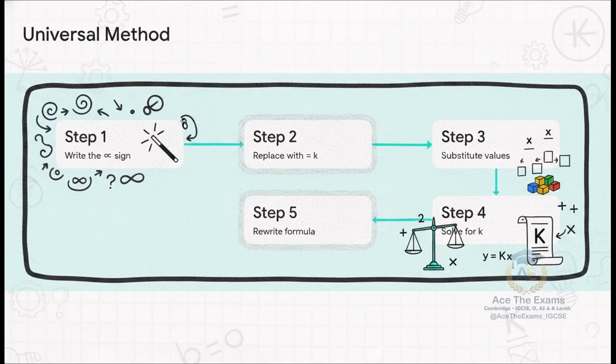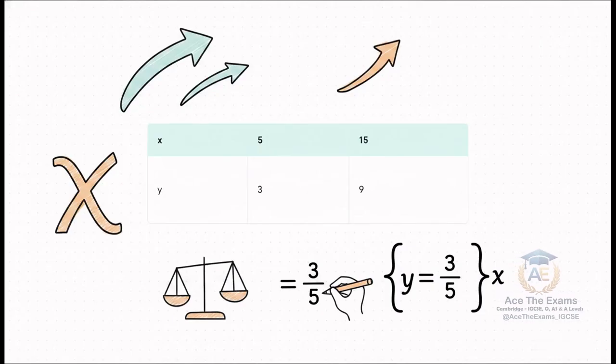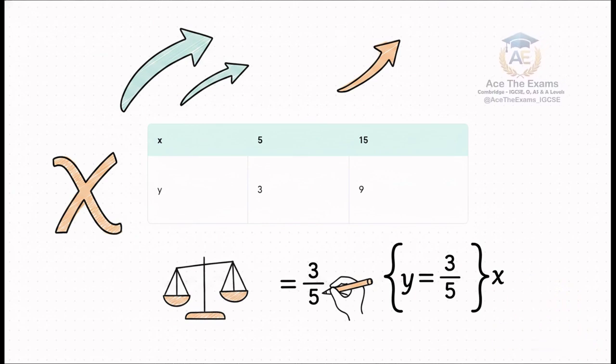Let's actually see this in action. Let's walk through example 26.1 and see how this all comes together. We need to find the formula connecting x and y. So looking at the data, as x goes from 5 to 15, y goes from 3 to 9. They're both increasing, so we know for sure it's direct proportion. Step 1, write y is proportional to x. Step 2, replace that with y equals k times x.